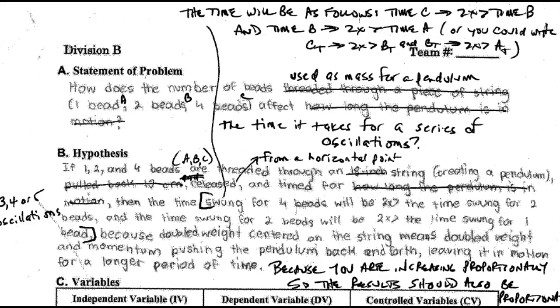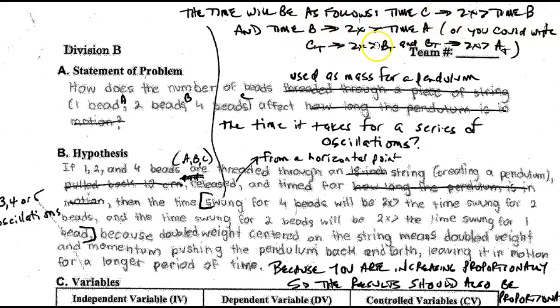And you probably say, why aren't we doing one bead, two beads, three beads? Because it's much easier to say that if you have two beads as opposed to one, whatever your time is that you're using for the mass, it's going to be double. And if you have four beads, it's going to be double what B is. So here's what it would look like. The time will be as follows. Time for C will be 2 times greater than time for B, and time for B will be 2 times greater than time for A.